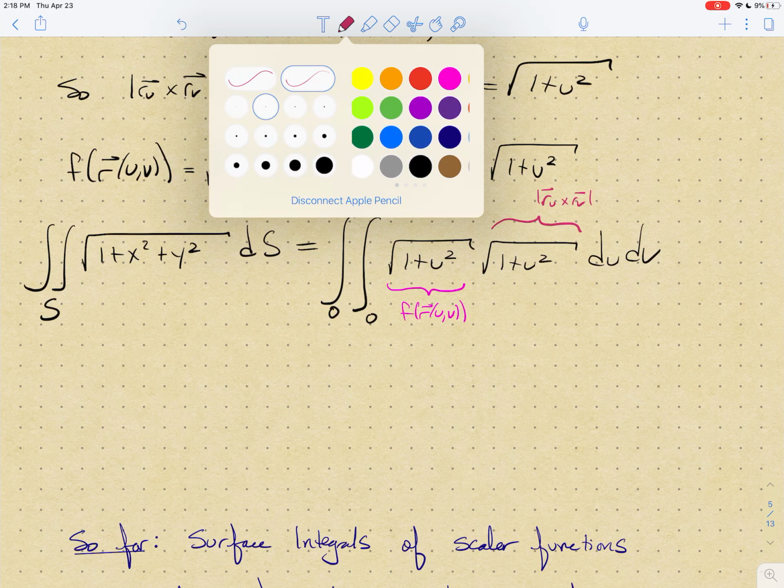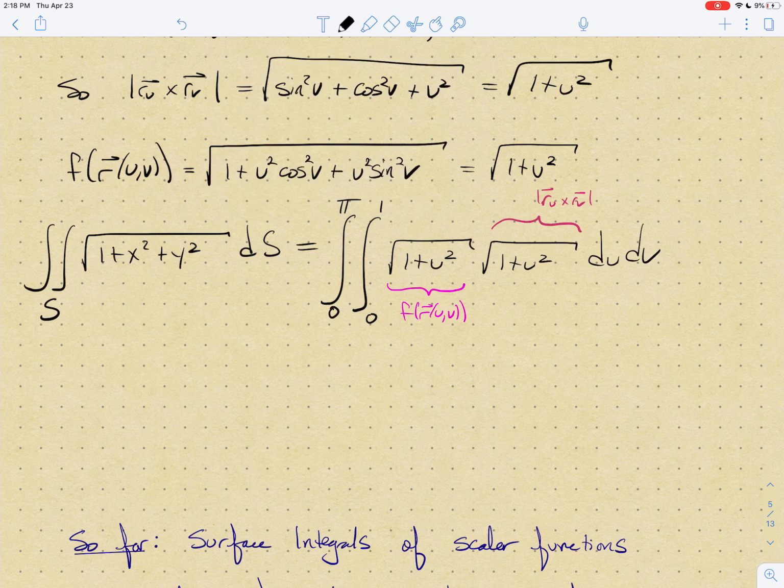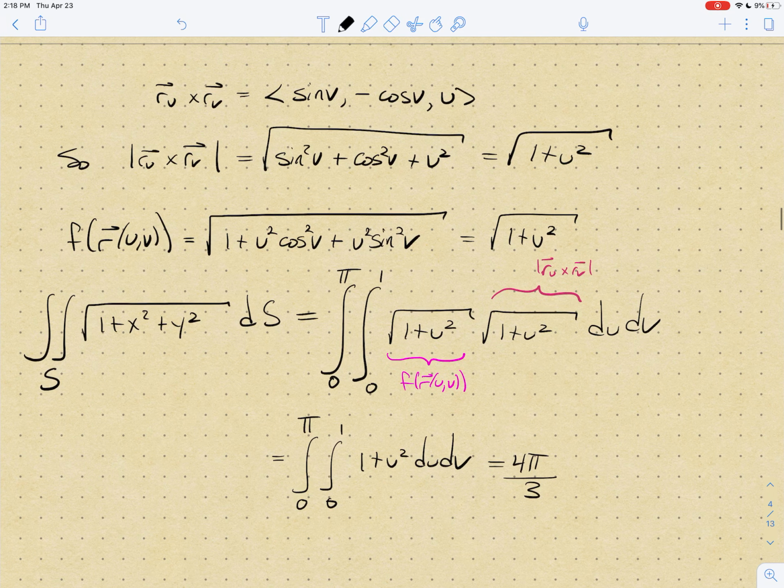Well, that makes computation easy. Otherwise, we have this nasty radical to deal with, but they kill each other. They blend together into a nice clean polynomial, 1 plus u squared, du dv. And so I won't work this out. You're welcome to pause the video. If you have any doubts about your ability to do that, then please go ahead and pause it and check that you get 4 pi thirds.